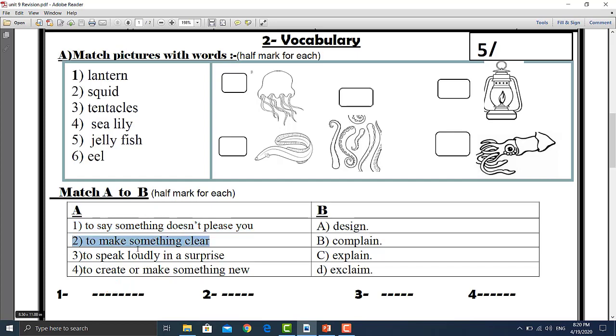Number two, to make something clear. Design, explain, or exclaim. Excellent. The answer will be C, explain. So number two, C, explain. Number three, to speak loudly in a surprise. Design or exclaim.